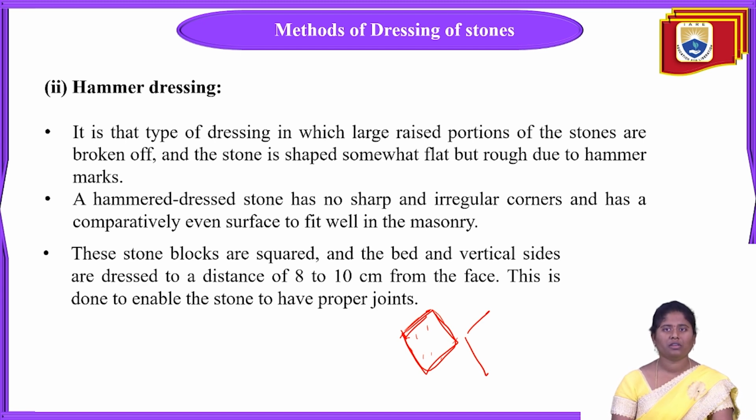Next one is that these stone blocks are squared. Here you can see the figure also. This is a stone block of a square shape, and here are the bed and the vertical sides. These are the vertical sides. These vertical sides are dressed to a distance of 8 to 10 centimeters from the face of that stone.